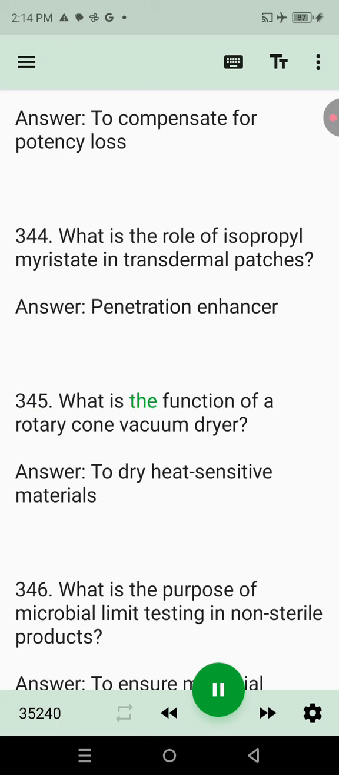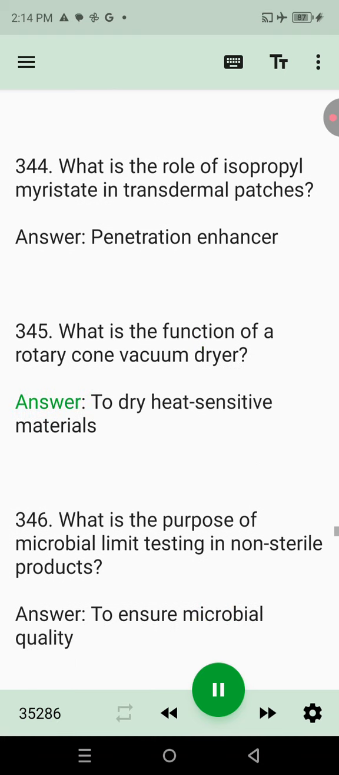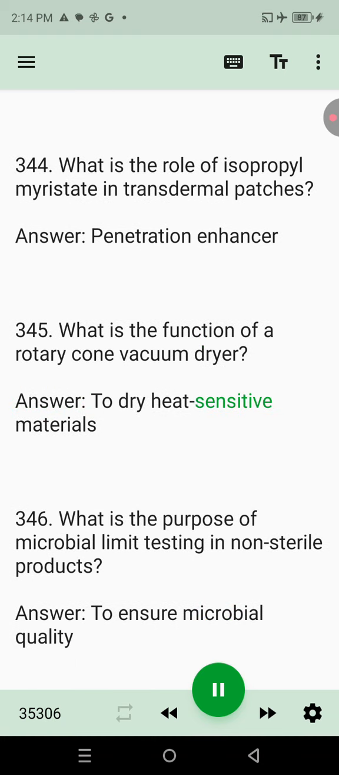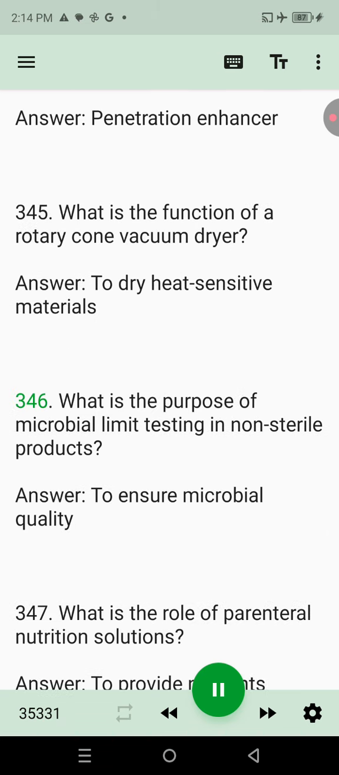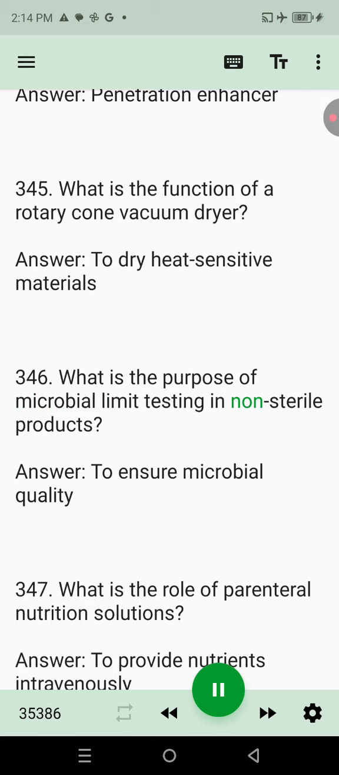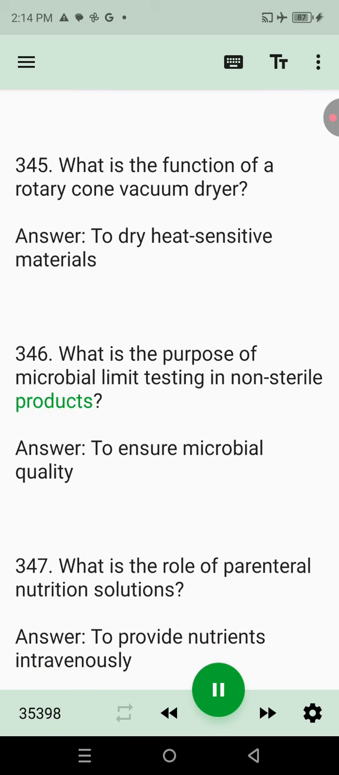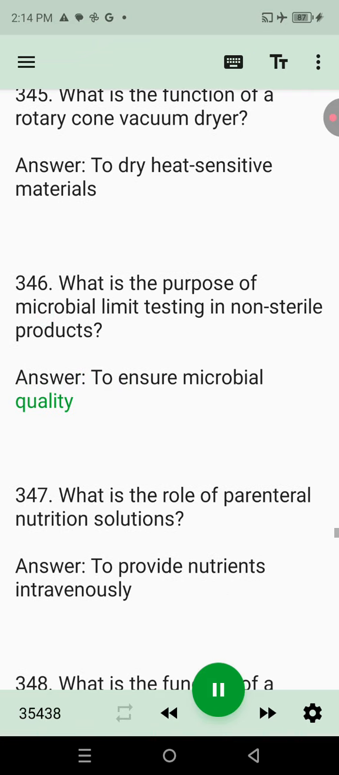345. What is the function of a rotary cone vacuum dryer? Answer: to dry heat sensitive materials. 346. What is the purpose of microbial limit testing in non-sterile products? Answer: to ensure microbial quality.